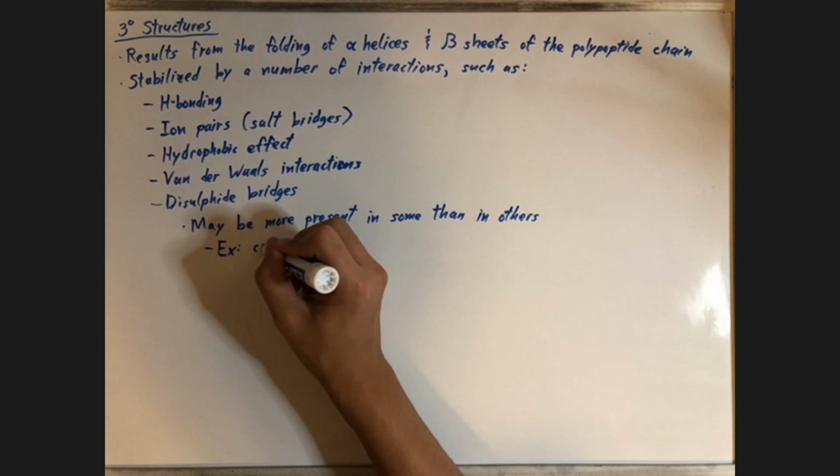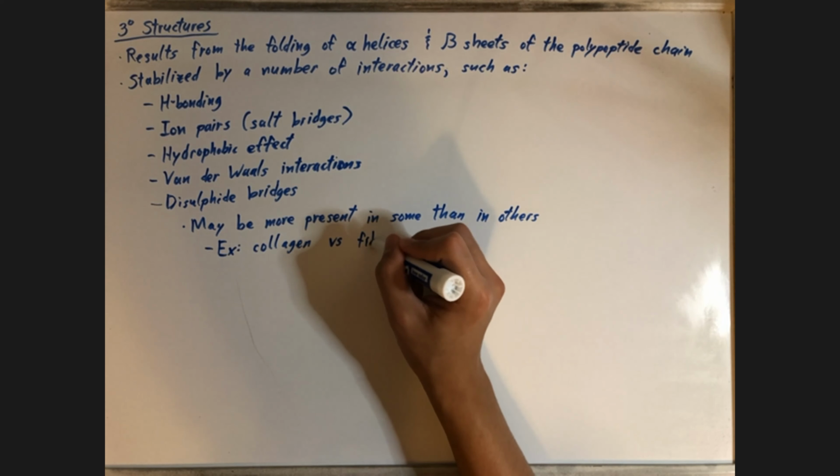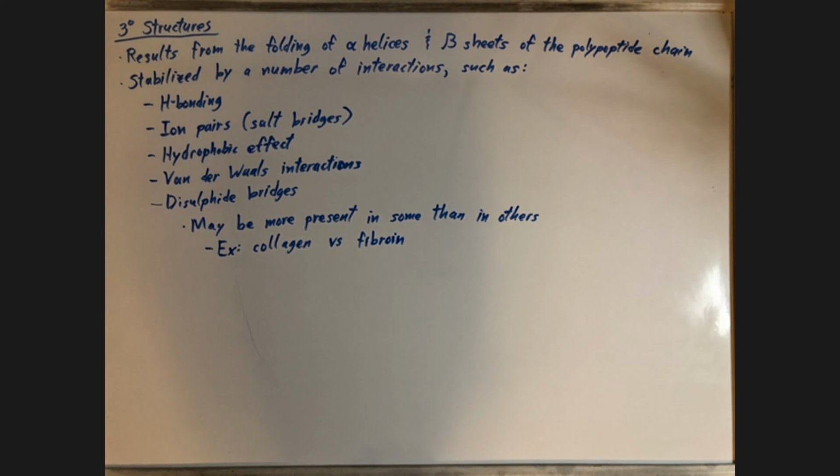For example, collagen versus fibrin, and fibrin is a silk protein. Collagen has lots of disulfide bridges in its structure, which gives it the tough and rigid property that we're familiar with. On the other hand, fibrin has very little of them, allowing silk to be flexible in nature.